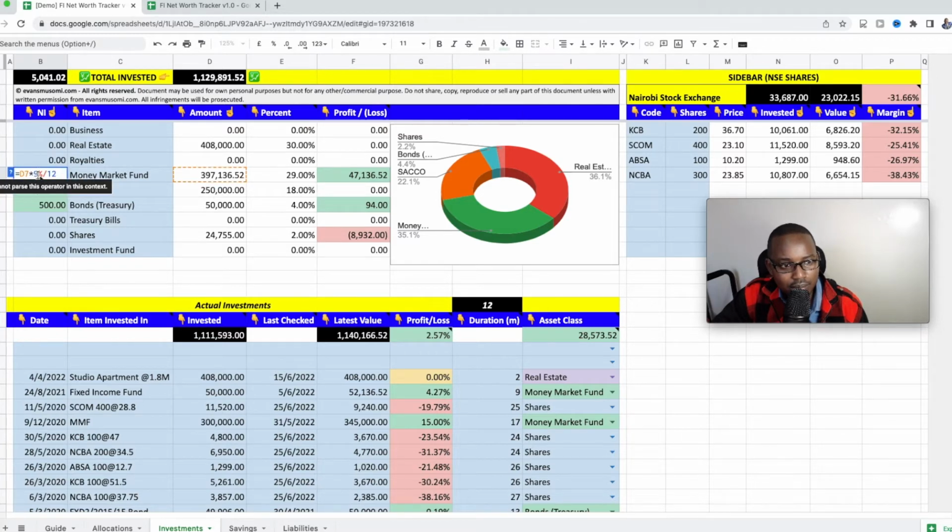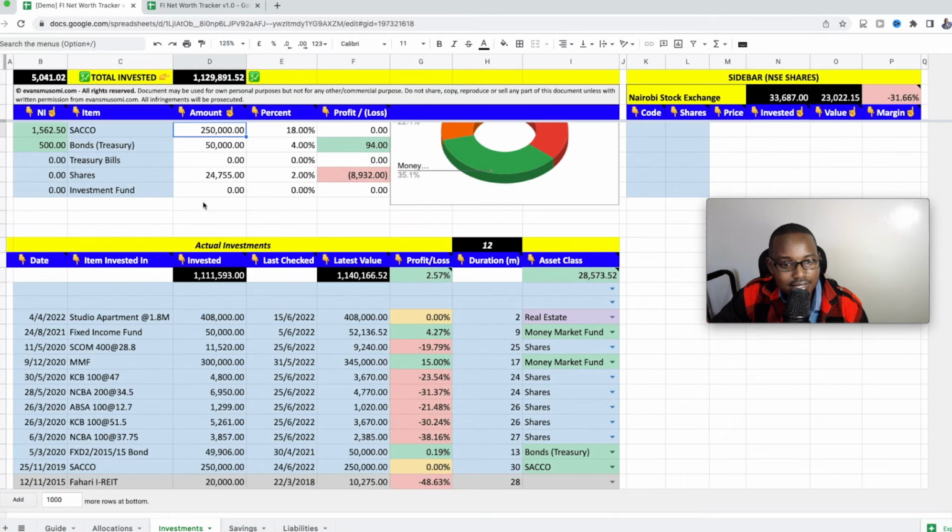So he's getting about a 9% interest per year on the money he's invested in the money market fund. So that's about 2,900 every month. That's his net income. And he has something similar for the SACCO, and he gets about 500 every month for his investment in bonds. So his income is approximately 5,000 from the investments that he's made. Total money invested is 1.1 million, about that.